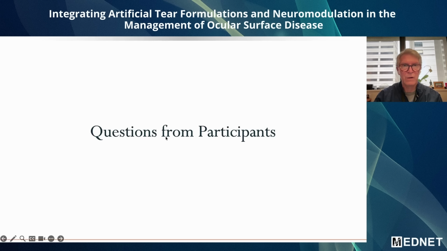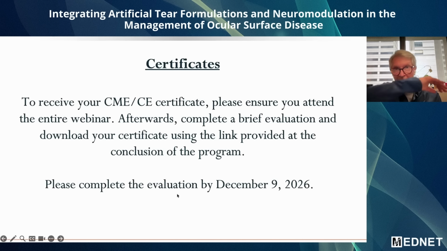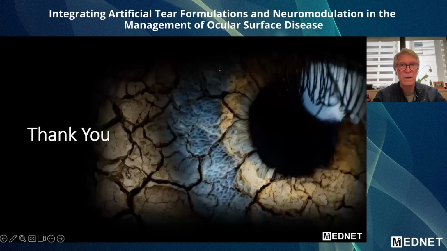Now we can take some questions. Oh, here we go. Over 86% of you got the correct answer, neurotrophic keratitis. To receive your CME or CE certificate, please ensure that you attended and fill out the brief evaluation. You can complete the evaluation until December 9th of this year. I'm going to stop sharing.